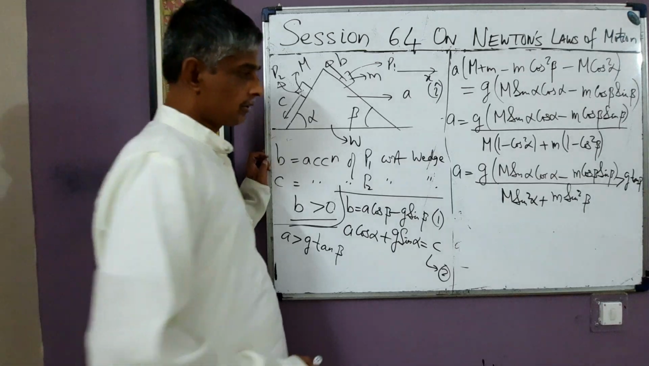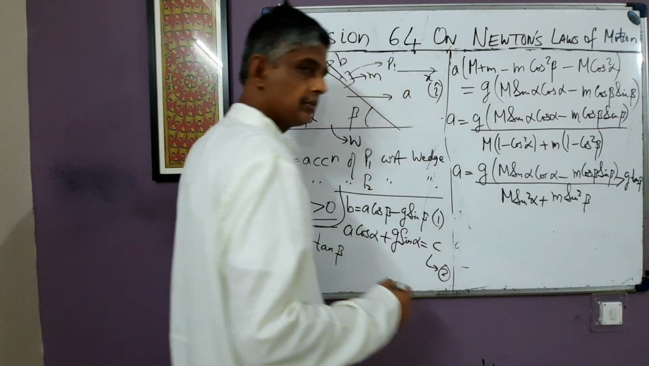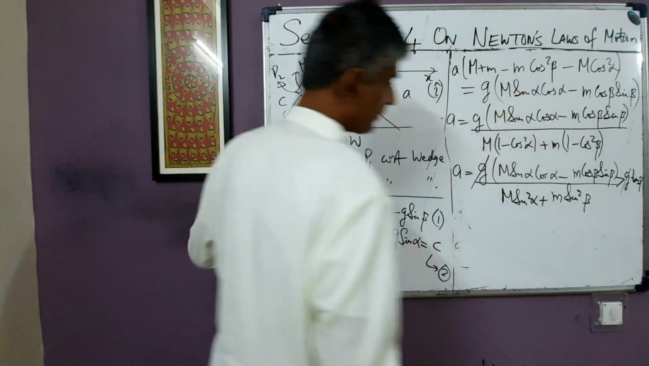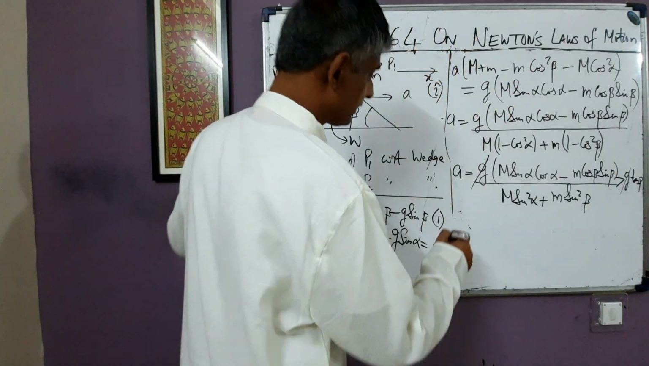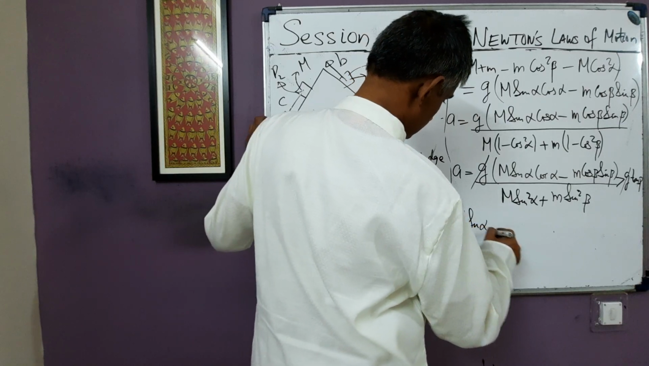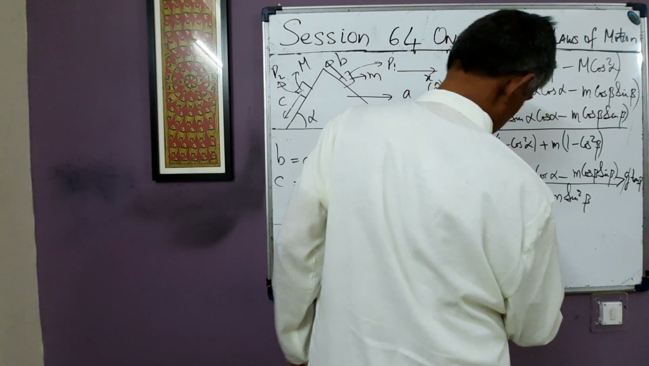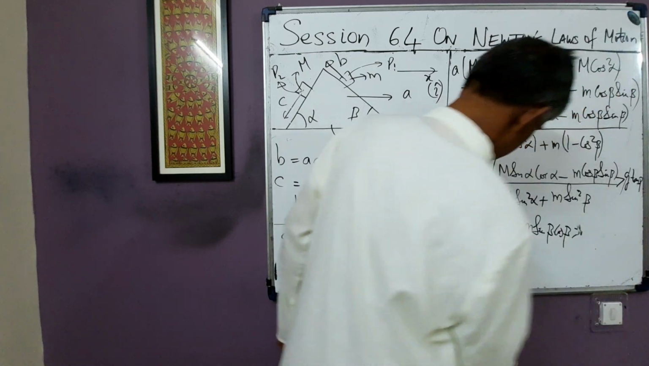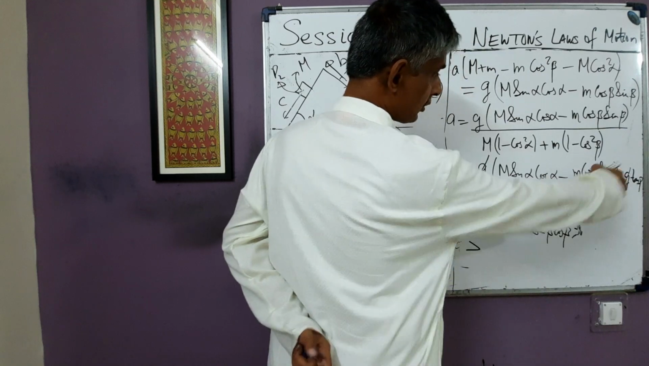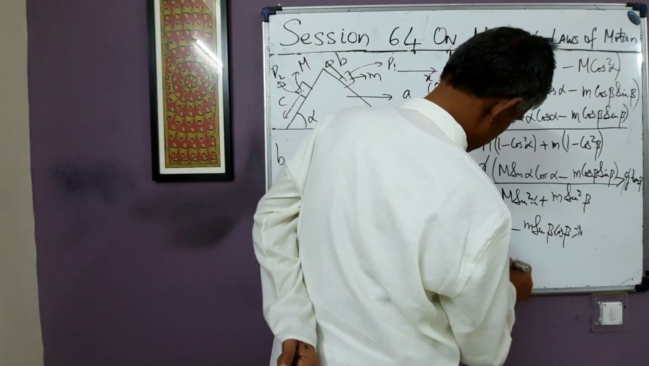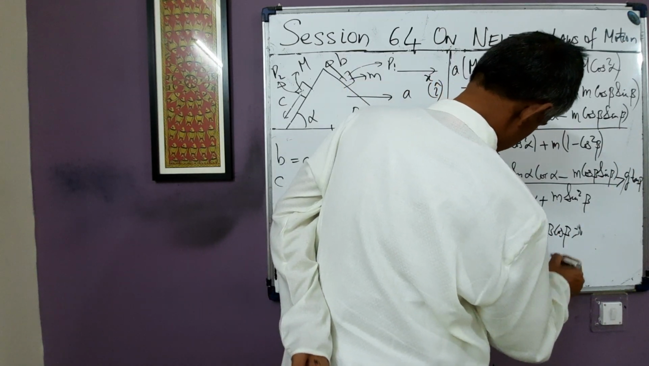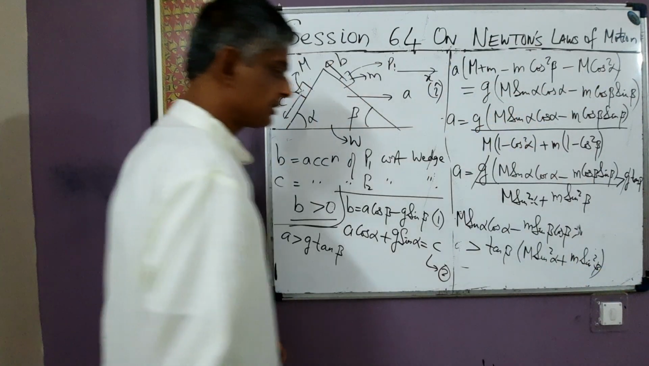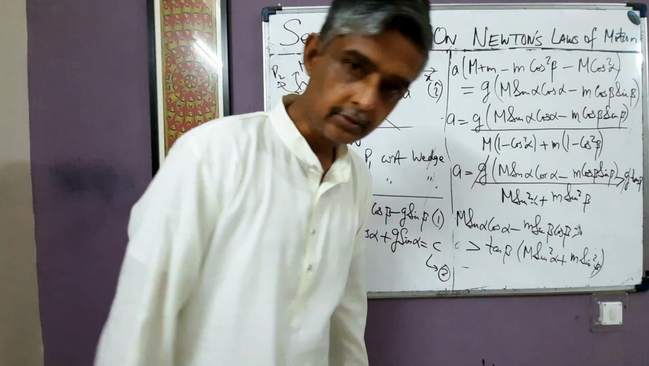Okay. Now what I do, I shift this term that side. Fine. All right. So here g will cancel out. You can see here g, this will cancel out. So what do I get? M sin alpha cos alpha minus m sin beta cos beta is greater than, I shift this side, cross multiplied, tan beta into M sin square alpha plus m sin square beta. Okay, fine, all right.